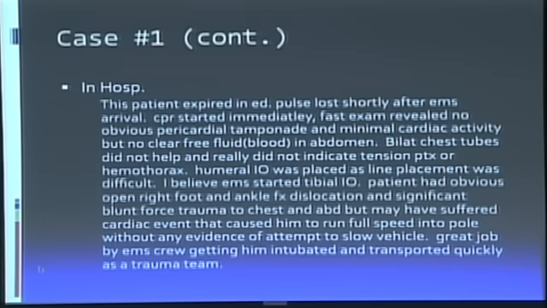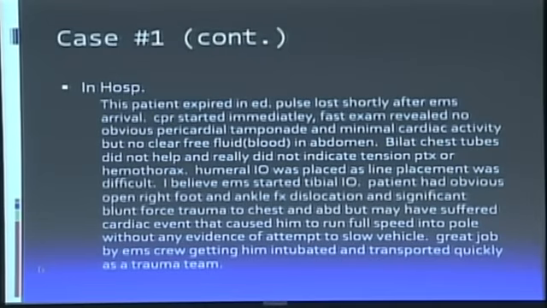And there really was none. In this case, there was no evidence of pericardial tamponade or fluid in the pericardium. There was very minimal cardiac activity. Trauma surgeons and the ED team put bilateral chest tubes in initially, and they had no indication of a tension pneumothorax on insertion of the tubes. A humeral IO was placed as central line placement was difficult.